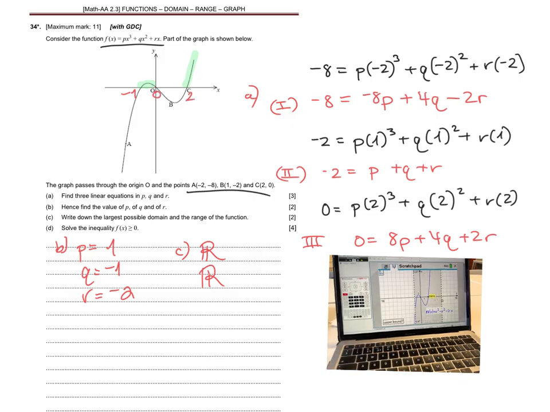Okay, so that means it's above y equals 0 from negative 1 to 0, or x greater than or equal to 2. So that's the answer to D.